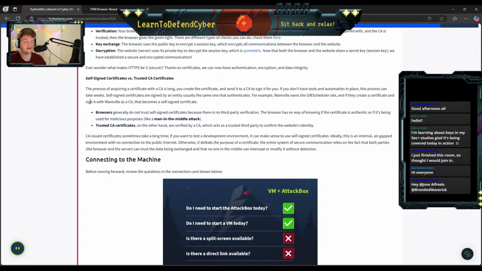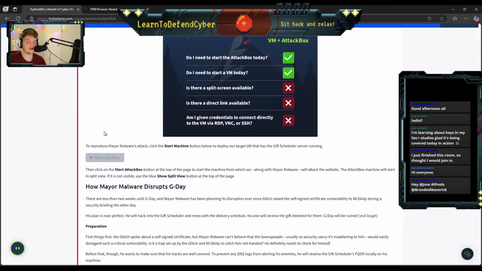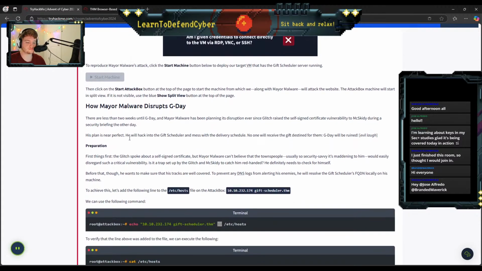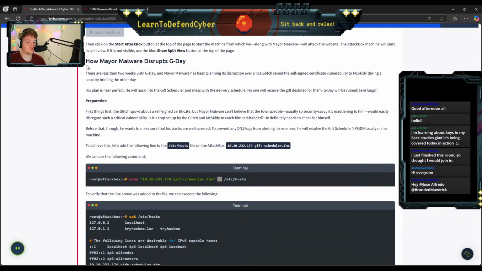You can use it to verify internal email, you can verify internal applications. There's a lot of things you can do with certificates, but a self-signed cert does exactly what it sounds like it does. It is a cert that you sign yourself instead of a third-party trusted CA signing it. So we spun up our machine already, and we're going to step into the shoes of Mare Malware to ruin Gift Day.